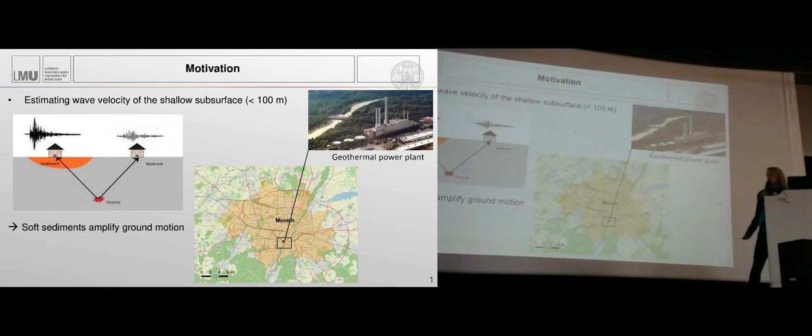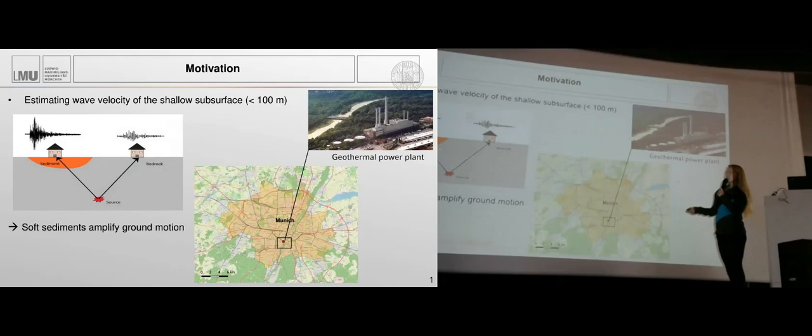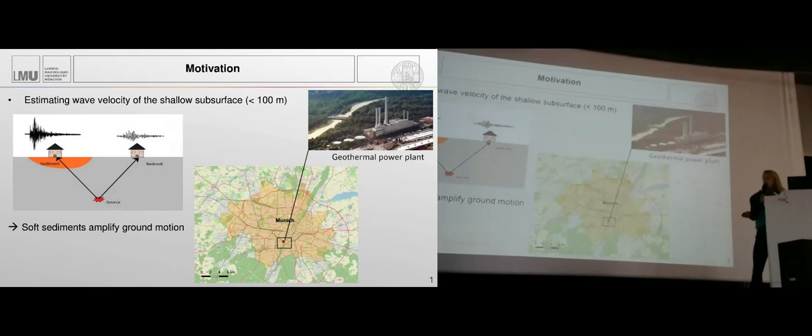So the overall goal was to estimate the velocity structure of the shallow subsurface, about the upper 100 meters, because this is most important for site effects. For example, soft sediments can amplify the ground motion and therefore cause more damage. My study area was Munich, because there a new geothermal power plant was built, which could cause induced seismicity in the future. Therefore, it's really important to get more information about the subsurface structure to see if there are indeed amplification effects like this.